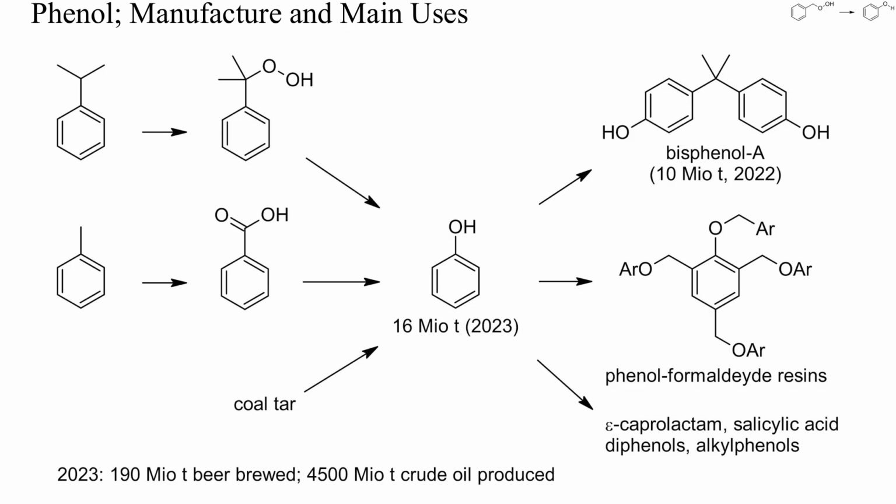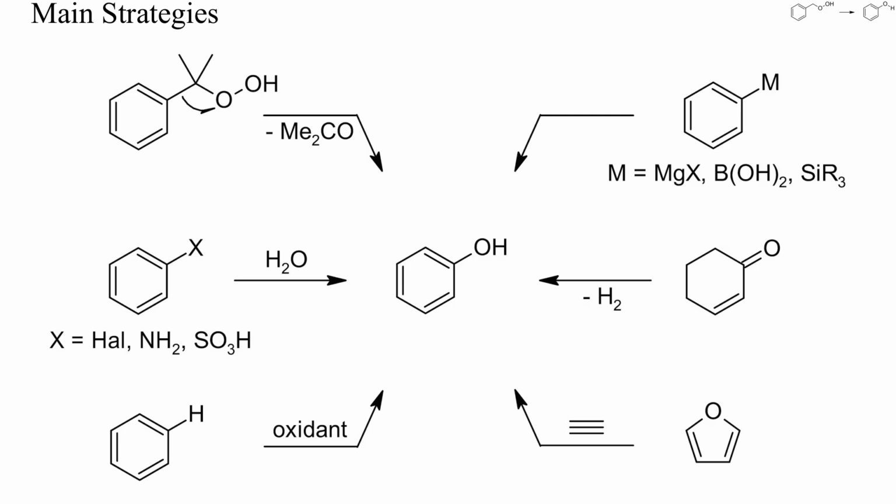Phenol is also the starting material for many other products, for instance epsilon caprolactam, salicylic acid, diphenols, and various alkyl phenols. The main synthetic strategy for preparing phenols is from other phenols by aromatic electrophilic substitution of hydrogen. These reactions will not be discussed in this playlist.